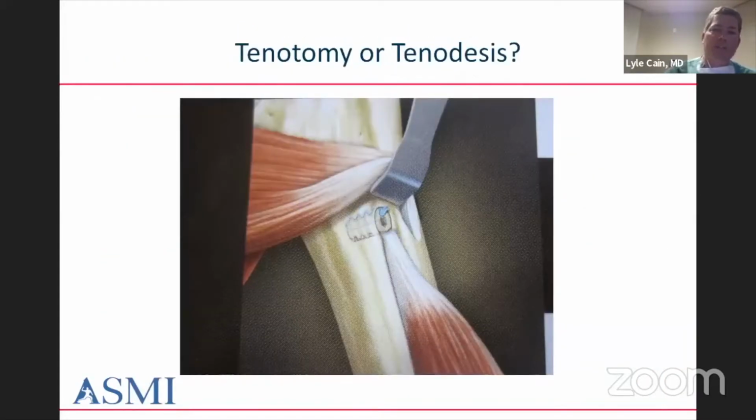So tenodesis or tenotomy, a big controversy. I think a lot of people are doing more and more bicep tendon work. As I said, I do it on most of my rotator cuffs now, and I almost always do a subpec tenodesis. If I have a small person or an elderly lady that has thin bone and osteoporosis, I may do a tenotomy, or I may use a small suture anchor like a 1/8 anchor to do a tenodesis. But in most cases, I do a subpec tenodesis with a 5/5 anchor.